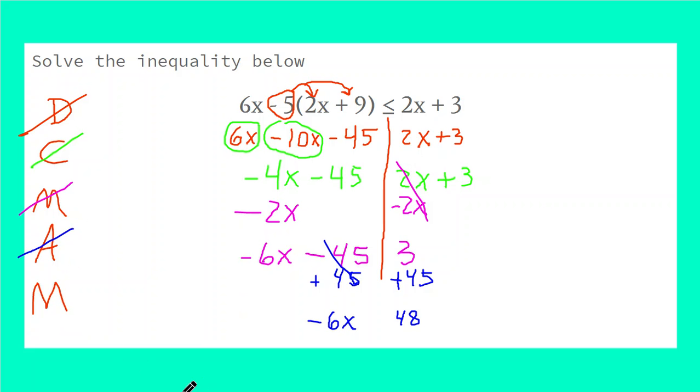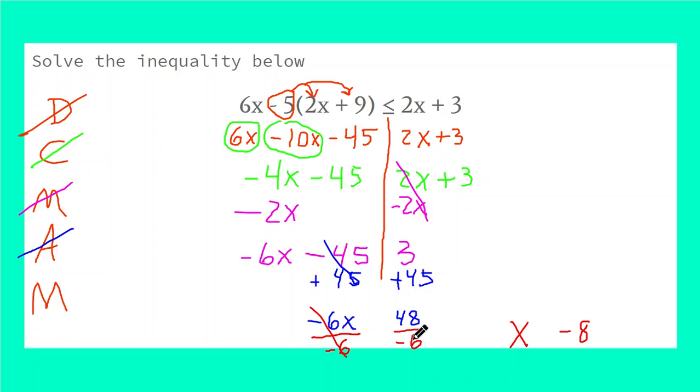And my last step here is multiply or divide. So I see I have a number next to a letter. That means multiply. So to get rid of it, I have to divide. So I'm going to divide by negative 6 to leave me with x. I'm going to do the same thing to the other side. 48 divided by negative 6 would give me negative 8.